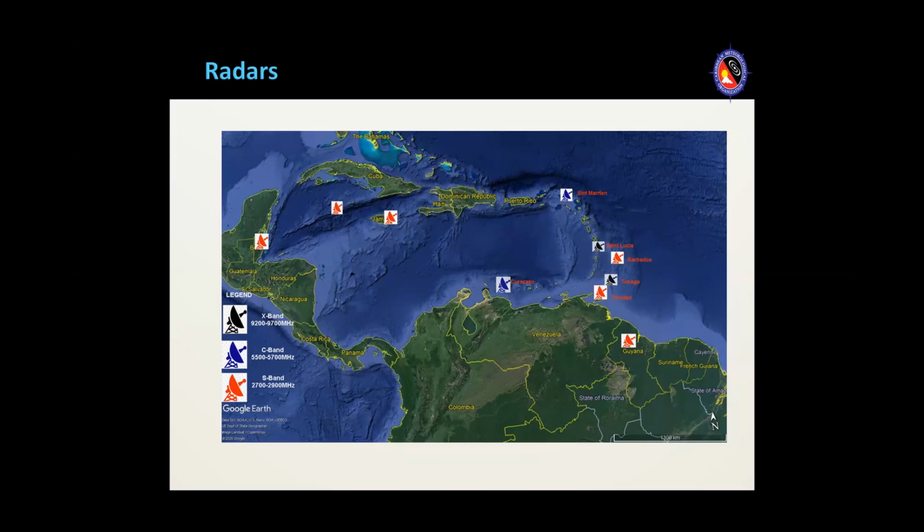And finally, we have 2 X-band systems that are going to be installed, one in Tobago and one in St. Lucia. These X-band systems have a shorter range than the S-band, which goes out to 500 kilometers, or the C-band, which goes out to 400 kilometers. The X-band can only go out to 120 kilometers. We will monitor that situation and see what happens, but the countries have been advised to apply for a spectrum between 9200 and 9700 megahertz.